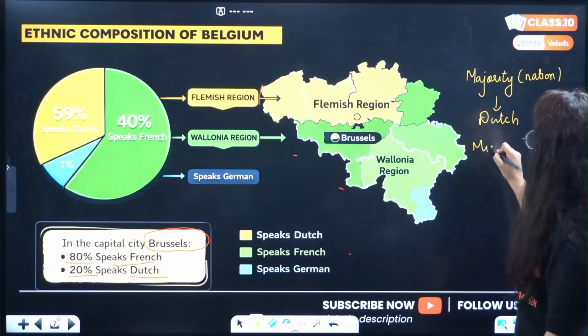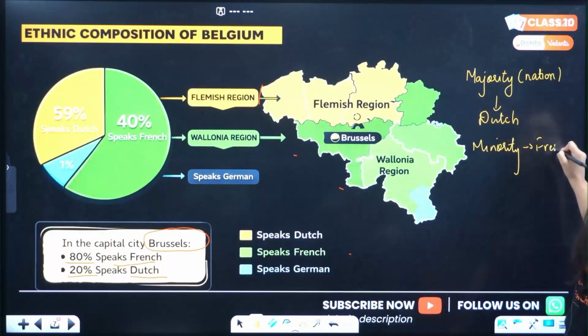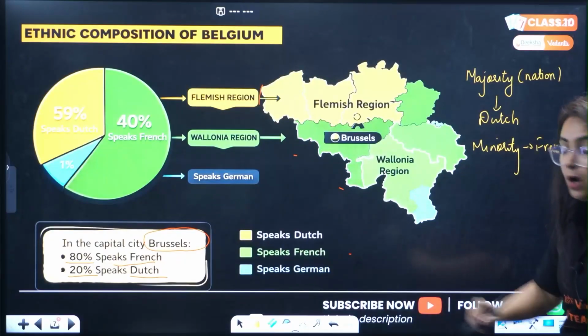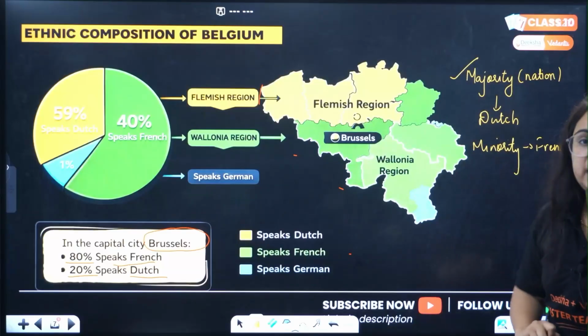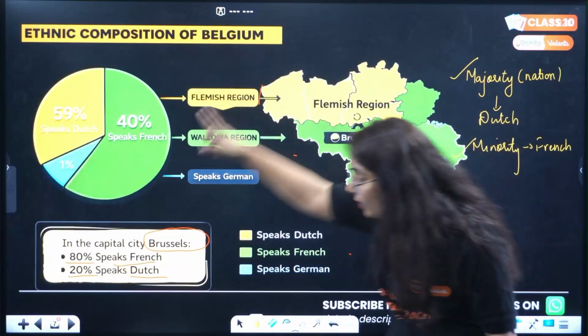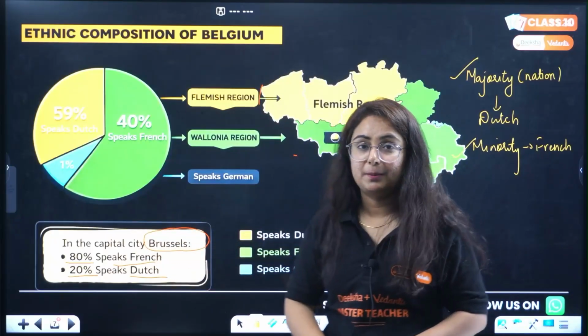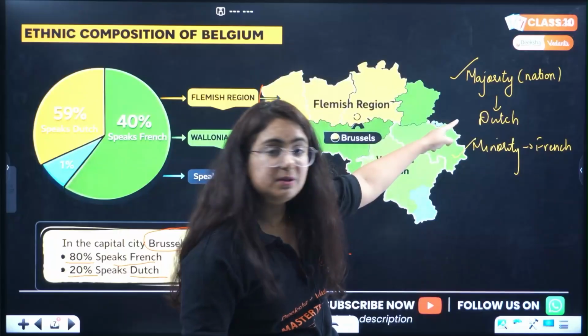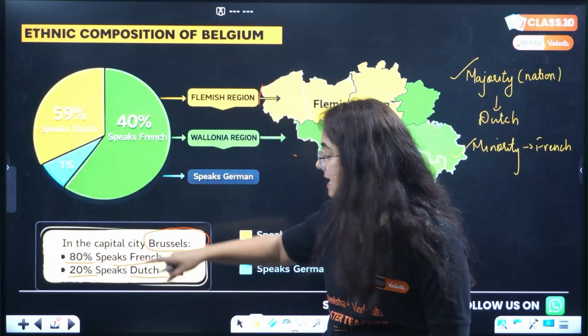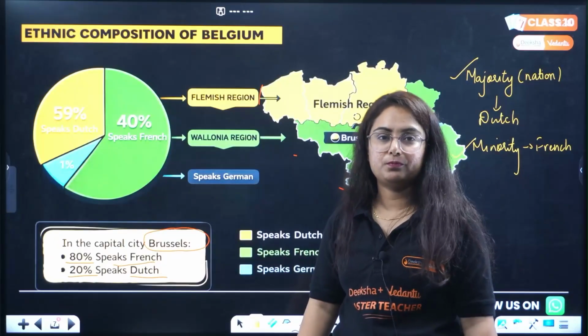Rather, who is a minority in the country? So French is minority in the country. Okay, who is in majority in the country? Dutch. Who is in minority in the country? French. Who is in majority in the capital? French. Pay attention. In the country, who is in majority? Dutch. In the capital, who is in majority? French. Now, here is the problem.